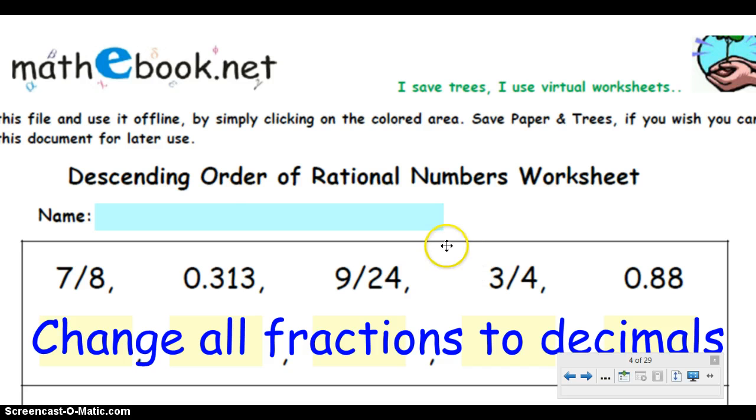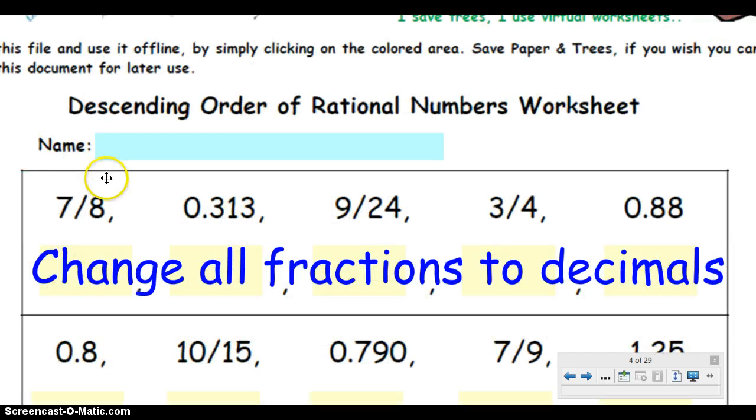After warming up, we took a look at a whole class assignment. Some students were able to work with their peer to complete this assignment, and some did attempt to do it independently, but we did not have much success with changing all the fractions to decimals and then placing them in descending order.